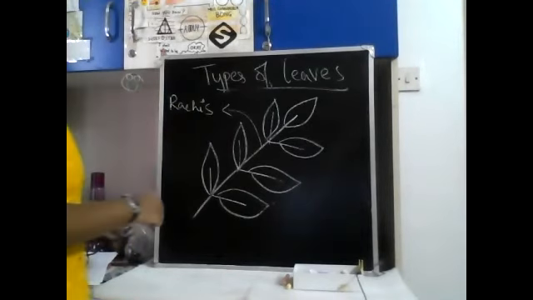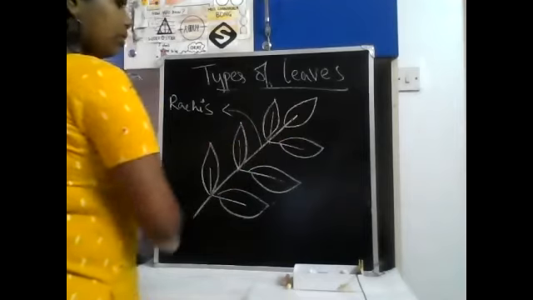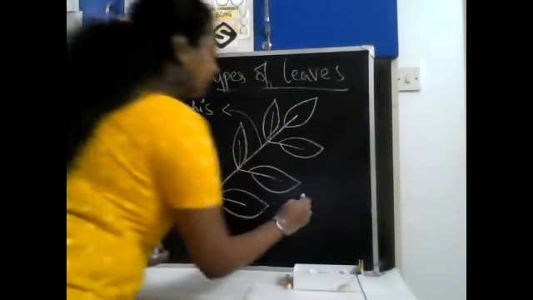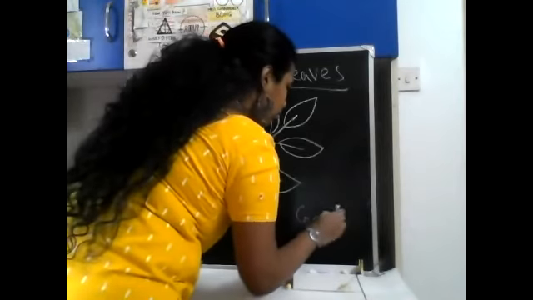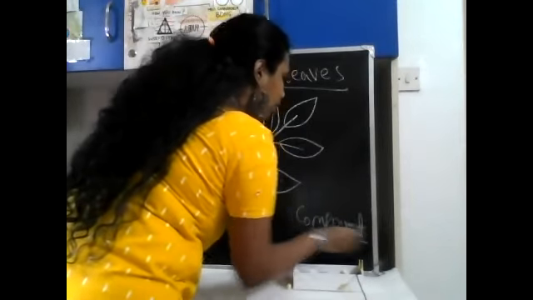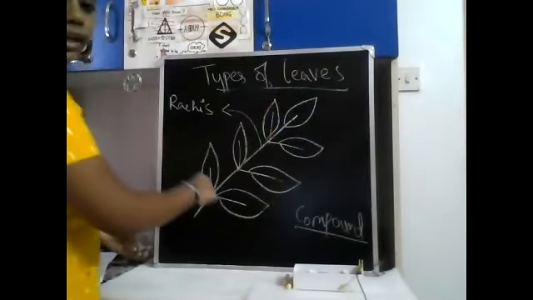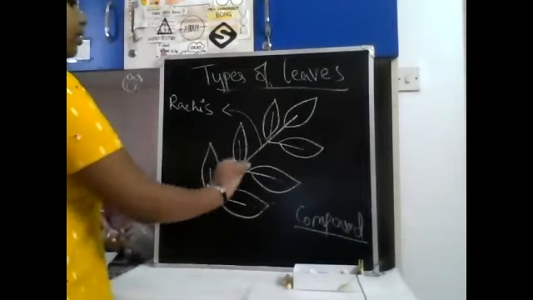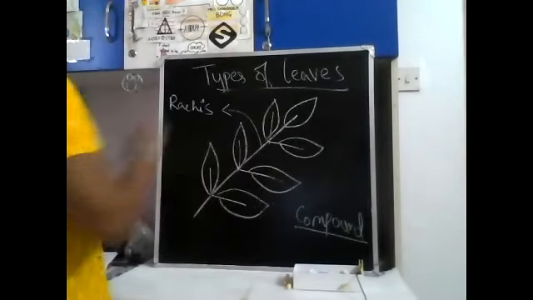Rachis is the main midrib of this compound leaf. This is the compound leaf, okay? Compound leaves are those type of leaves where the lamina is not continuous. It breaks and separately surrounds each vein.